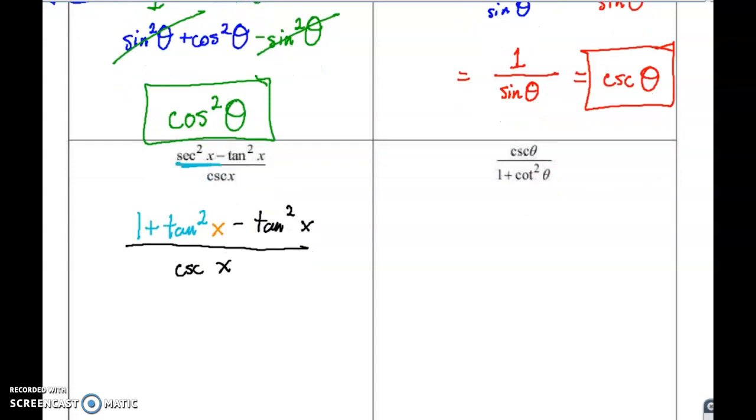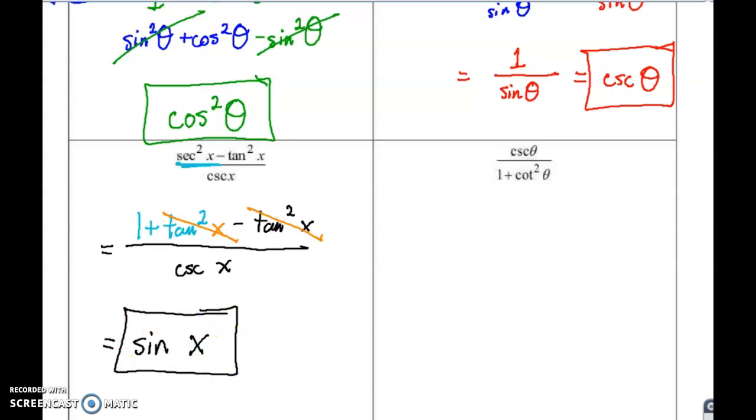Once you have that, I'll switch back to orange since I had that, you can see that tangent squared minus tangent squared will cancel. And so I'm just left with 1 over cosecant. I can see why somebody would stop right there. But cosecant's reciprocal is sine, just like what we did up here. So this answer actually just simplifies to sine of x.